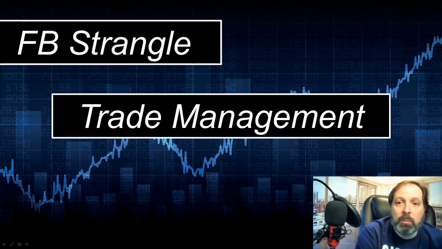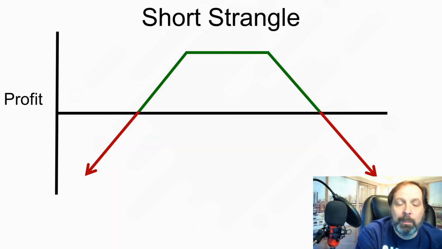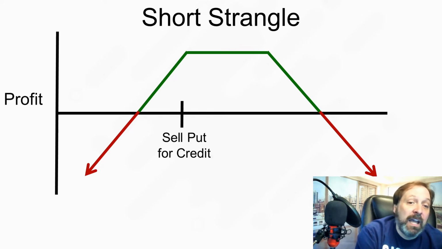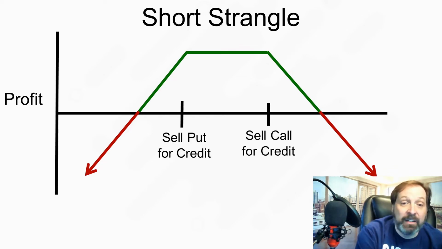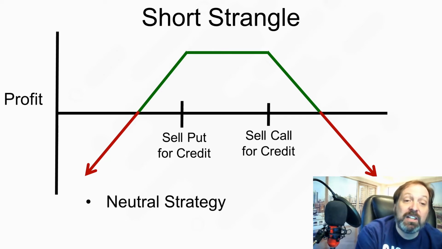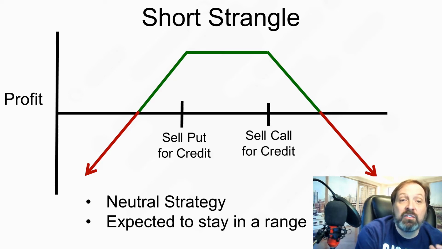Let's start off with a review of what a short strangle is, and that is selling a put for a credit and selling a call for a credit. I know this is review for most of you, so it'll be really quick. This is a neutral strategy, and we're expecting the underlying stock, in this case Facebook, to stay within a defined range. And that defined range is my short put and my short call.